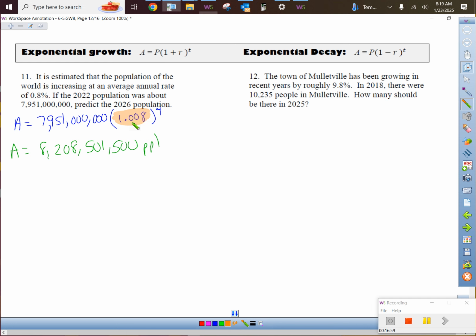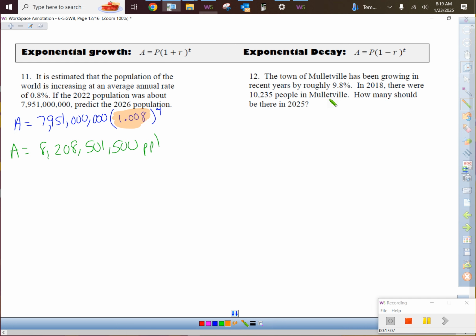Next one. The town of Mulletville has been growing in recent years, but only in the back. Mulletville, right? By roughly 9.8%. Do we not know what mullets are? Like they became popular in recent years. In 2018, there were this many people in Mulletville. How many should there be in 2025?